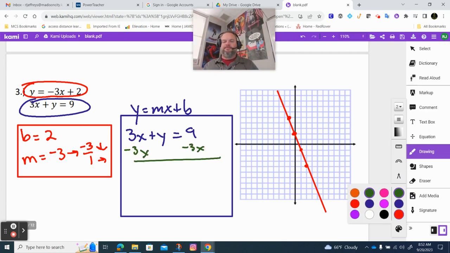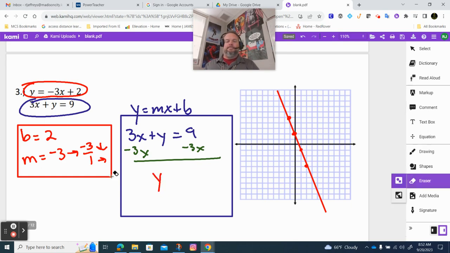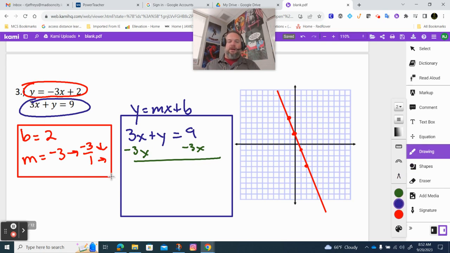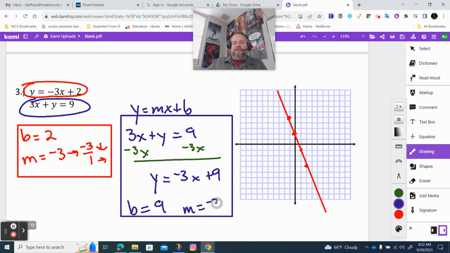Now, 9 minus 3x is 6x, right? Awesome. No, it's not. Okay. Now, what do we notice about this one right here as we did that, that we see with the top one? Anybody see something? Yeah. Yeah, because when we look at this, our B is 9, our M is -3.